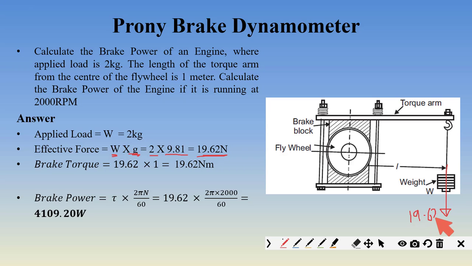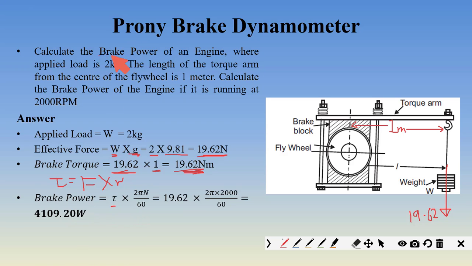19.62 Newton is acting at a distance of 1 meter, right? So what is torque? Torque is force into radial distance. The force is 19.62 and the radial distance is 1 meter. So 19.62 into 1 is 19.62 Newton meter. That is your braking torque.